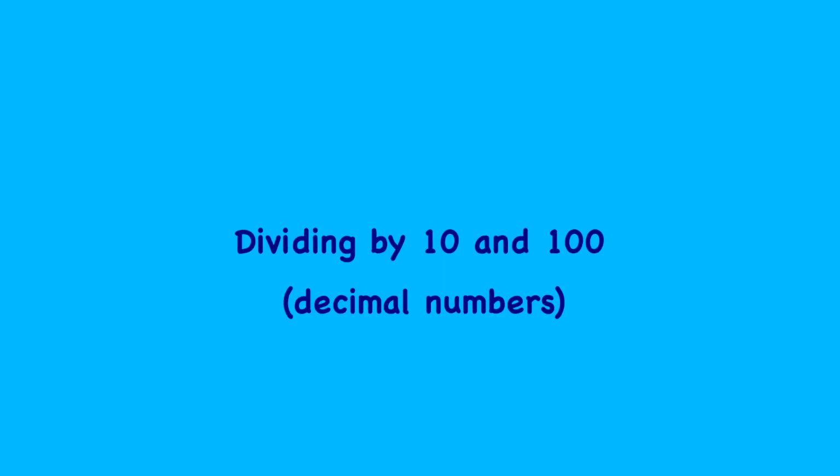Dividing by 10 and 100 when your answer is a decimal number. Before watching this video, it would be very useful to watch our previous videos, multiplying by 10 and 100 and dividing by 10 and 100 with whole numbers. In our previous video, we looked at how to divide numbers by 10 and 100 by moving the digits either 1 or 2 places to the right.